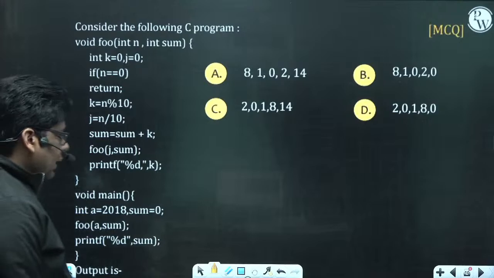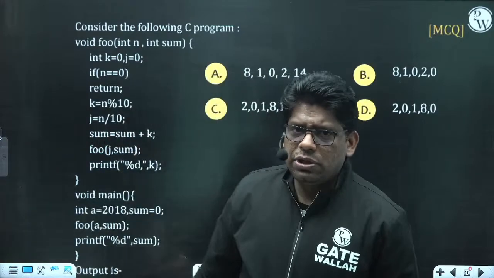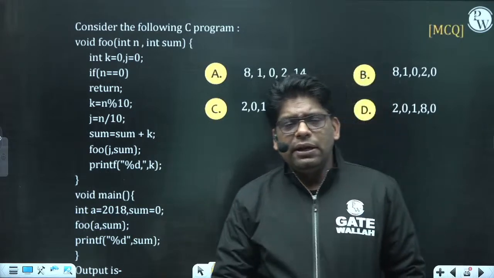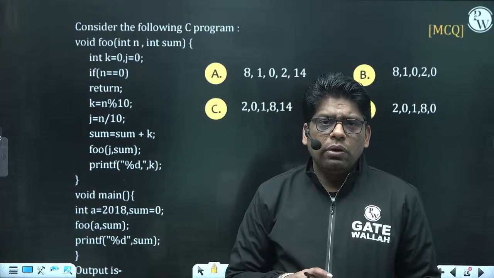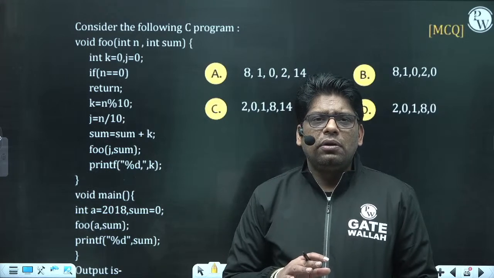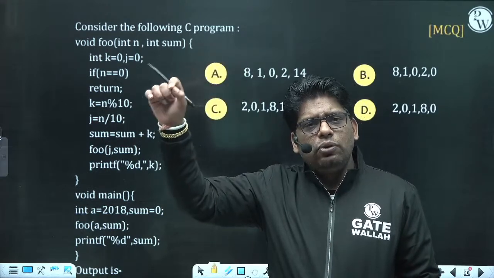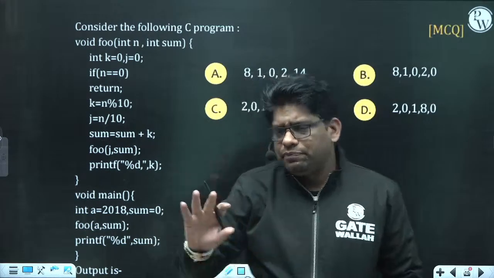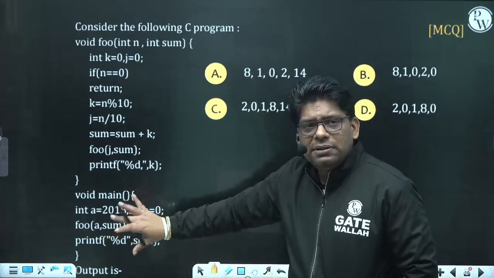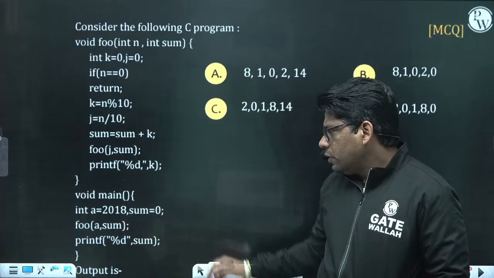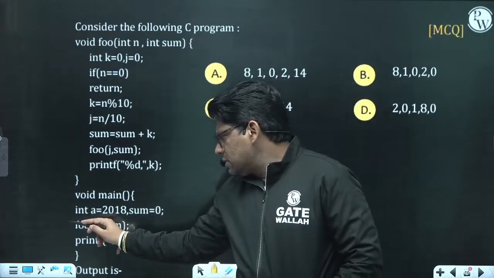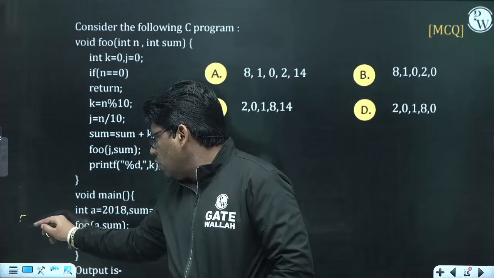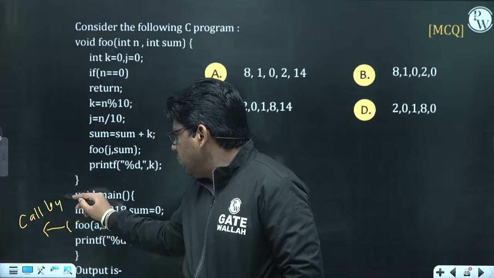Sir, in recursion, in this question, two things are important. First one is in case of call by value, whatever changes are made to the formal argument are not reflected back to the actual argument. Okay, just look at the main. From main, actually this is a call by value. If I am not wrong, this is call by value. Yes, sir.